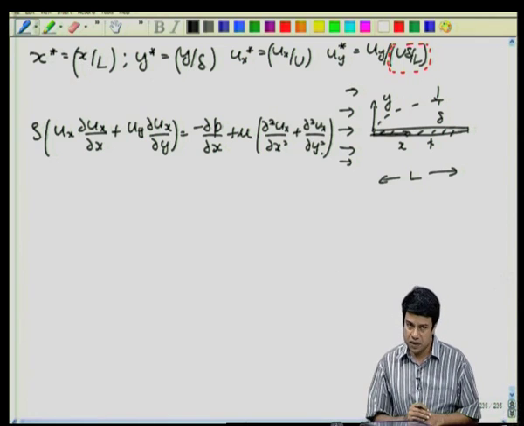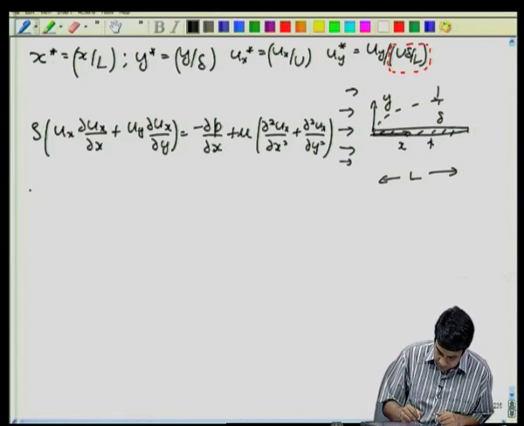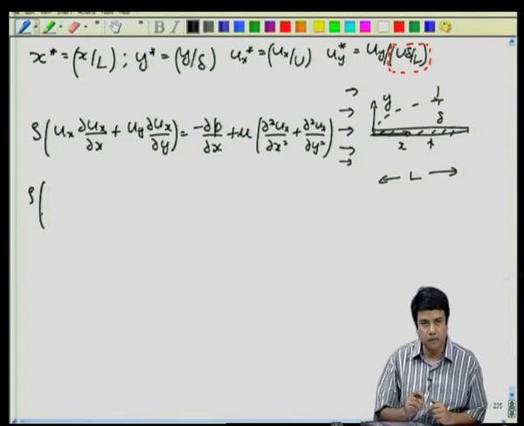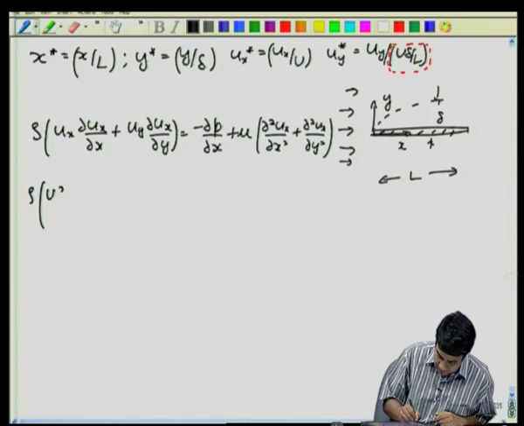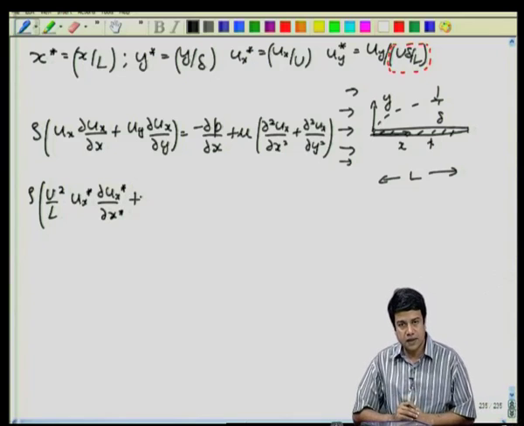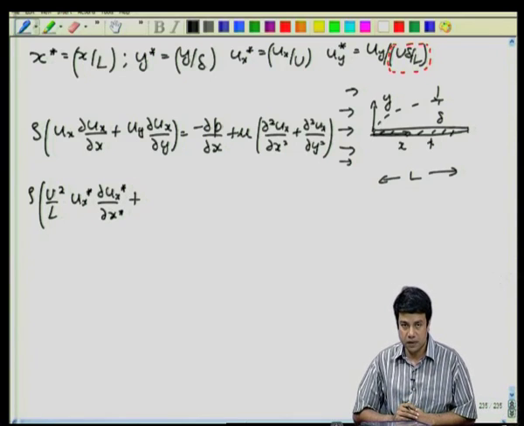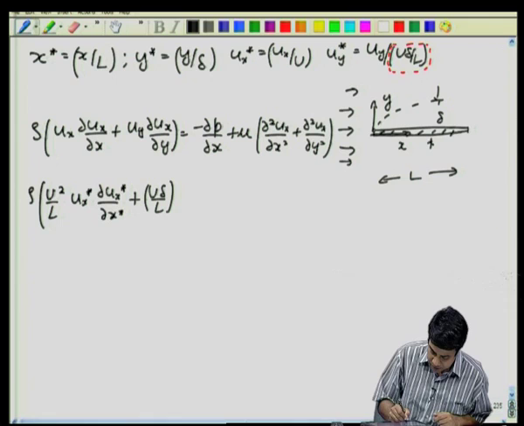Now we express each term in this equation in terms of the scaled variables. The first term has ux partial ux by partial x. Ux is equal to capital U times ux star, so I have U squared, and x is x star times L, so I will get U squared by L, ux star partial ux star by partial x star. The second term, uy, which is U delta by L, times partial ux by partial y, which is U divided by delta. So, I will get U delta by L into U by delta for partial ux star by partial y star.